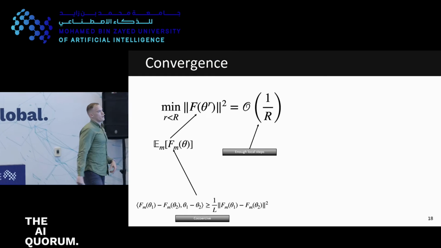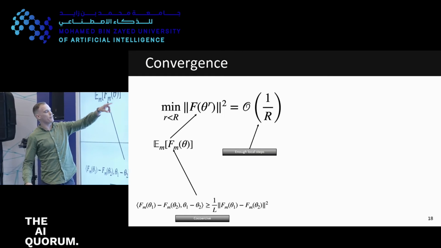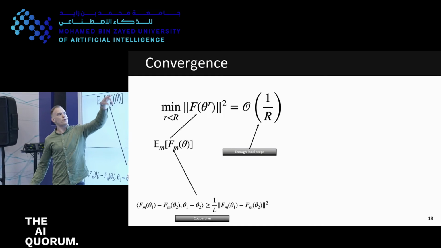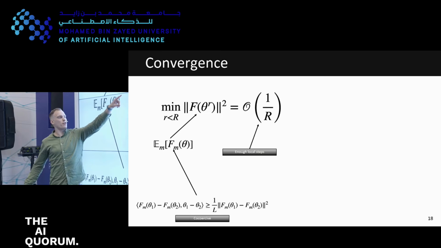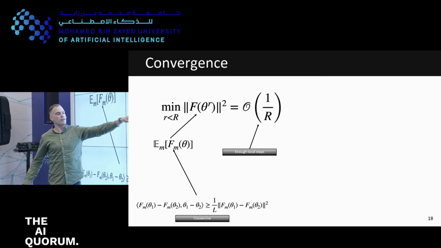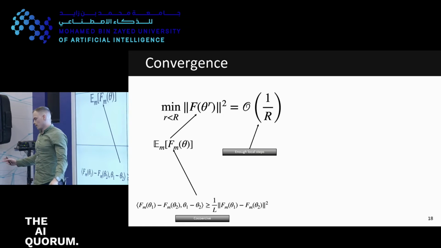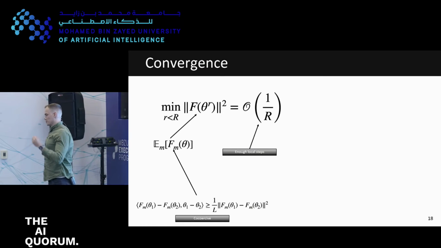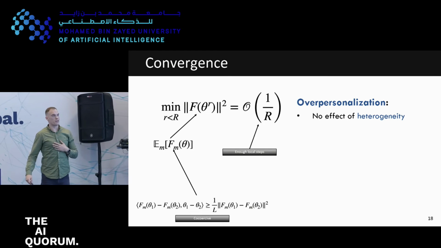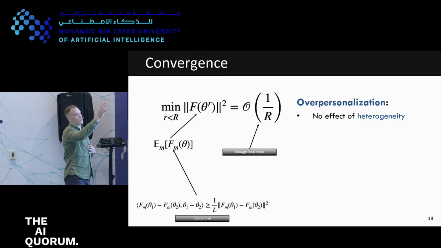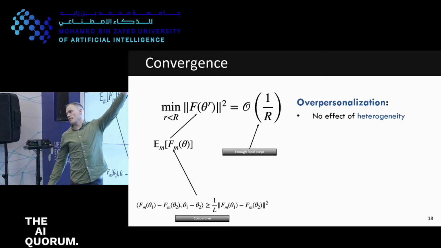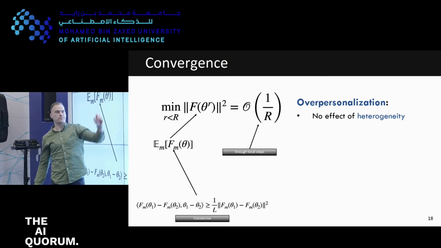Here is something that I hide. Essentially, this is how the convergence looks if you don't do enough local steps: you have some term that you can only reduce with extra local steps, but if you do enough local steps, you actually get just a deterministic convergence. The nice implication is that once you have over-personalization, there is no notion of heterogeneity that appears in the rate.